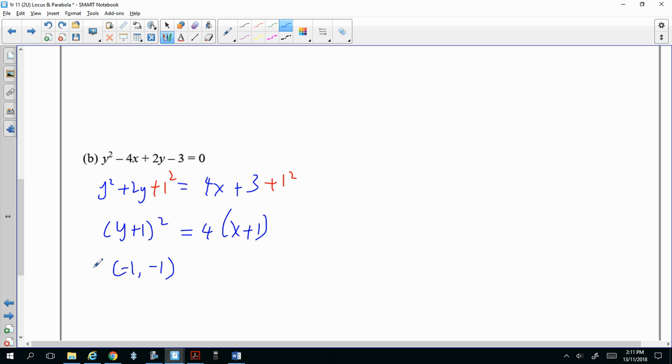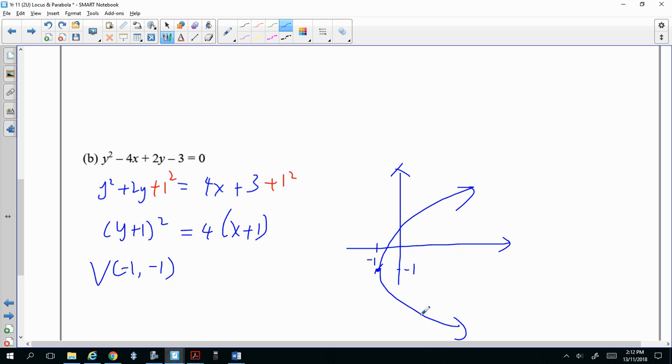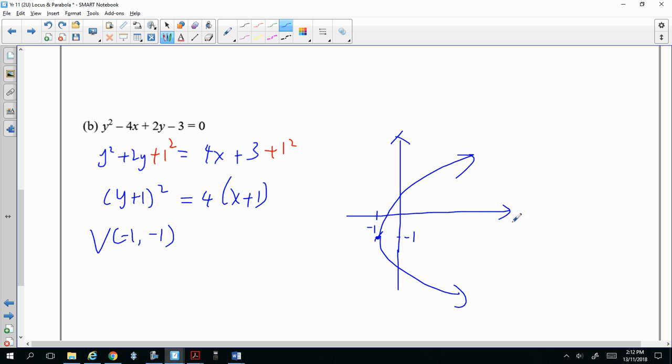And you draw. -1 here, -1 there. I think it goes very wide. Okay, like this. And the focal length is 1, which you can find out by just making that equal to 4a. So it's 1, that's your focus, S, and the directrix is that. Right? Focus is, what's that? (0, -1), and the directrix is x equal to -2.